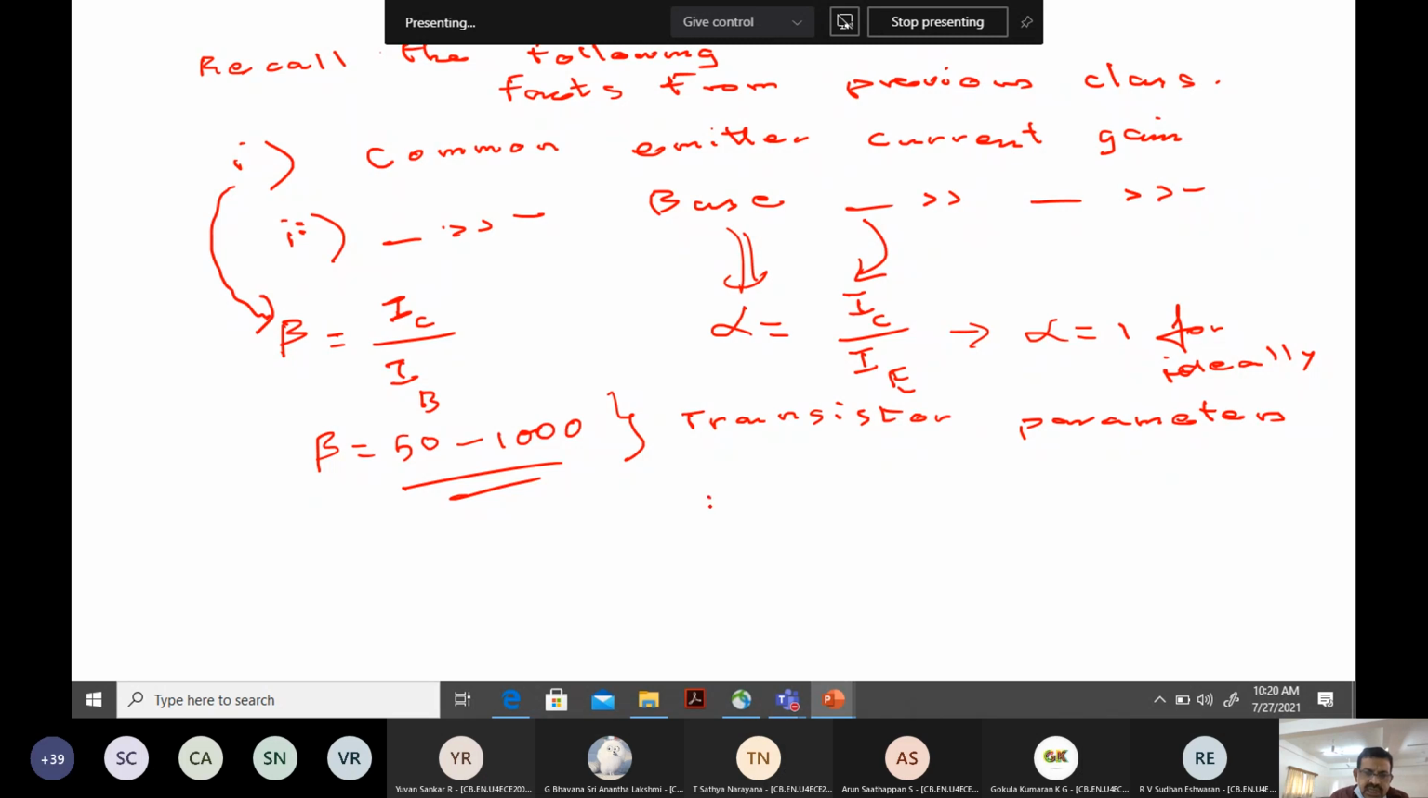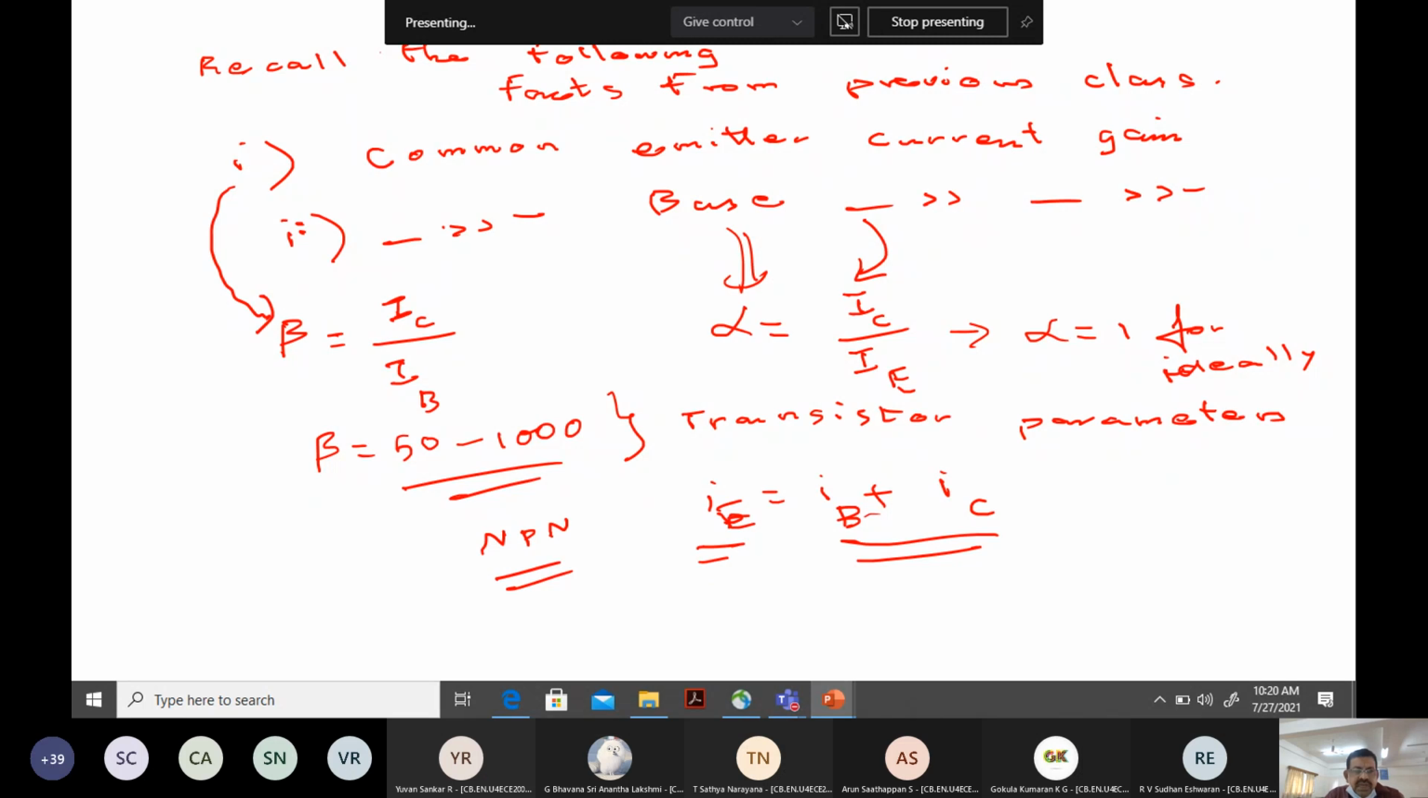Also, we saw for the NPN transistor that IE equals IB plus IC. These are incoming currents, which means the current that goes into the terminals of the base and collector, but this is flowing out of the emitter terminal in the case of NPN transistors. This also we saw. With this understanding, let us get into the minority carrier profile.